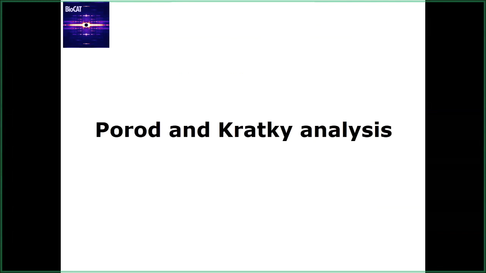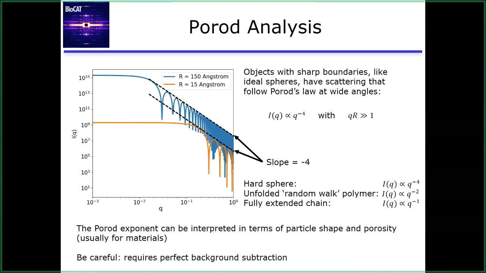Once we've done molecular weight, often the next step, though not always, is to do Kratky analysis. I'm going to talk a little bit about Porod analysis first and then go to Kratky, because Kratky builds on the Porod analysis. Porod, back in, I want to say, the 70s, I could have the timing slightly off there, derived and realized that objects with sharp boundaries, like ideal spheres, have scattering that, in terms of the overall intensity, decays as q to the -4 at wide angles. This is called Porod's law.